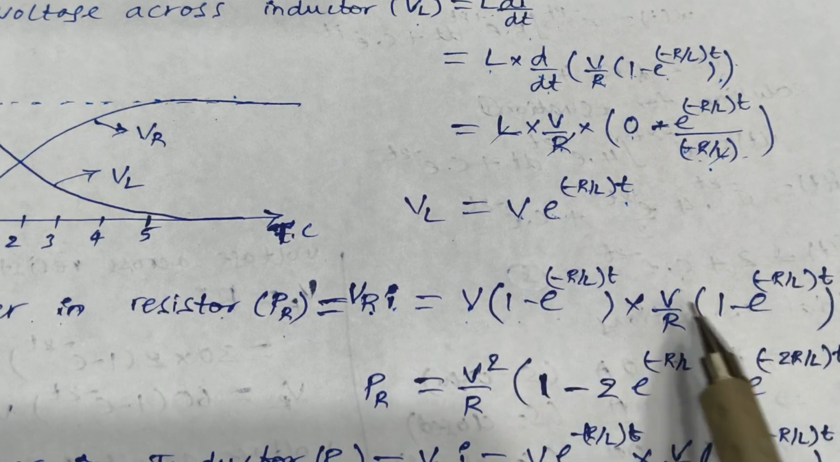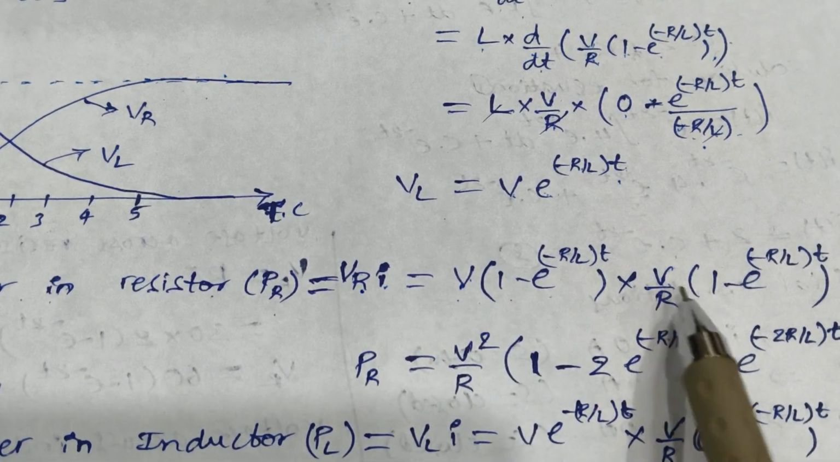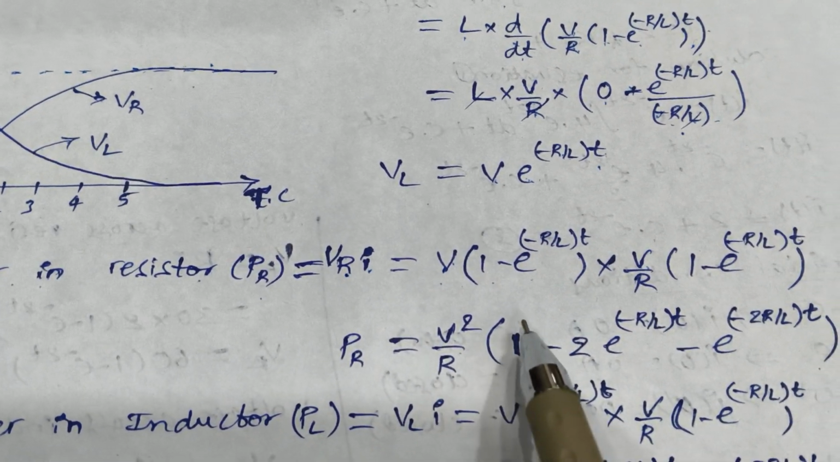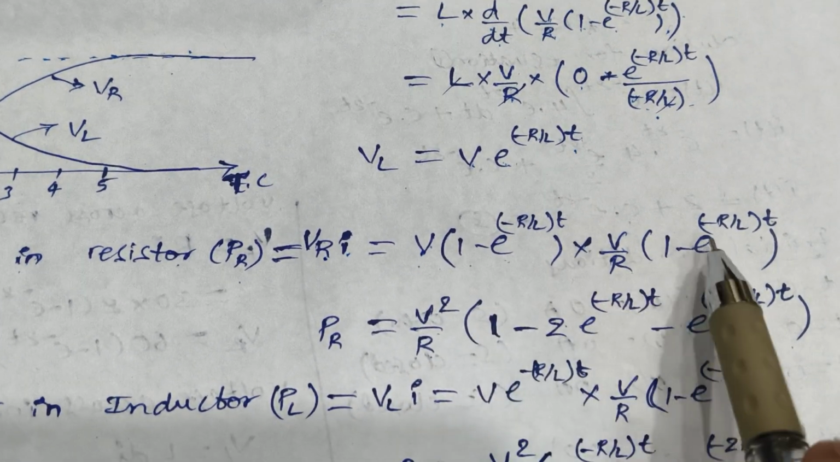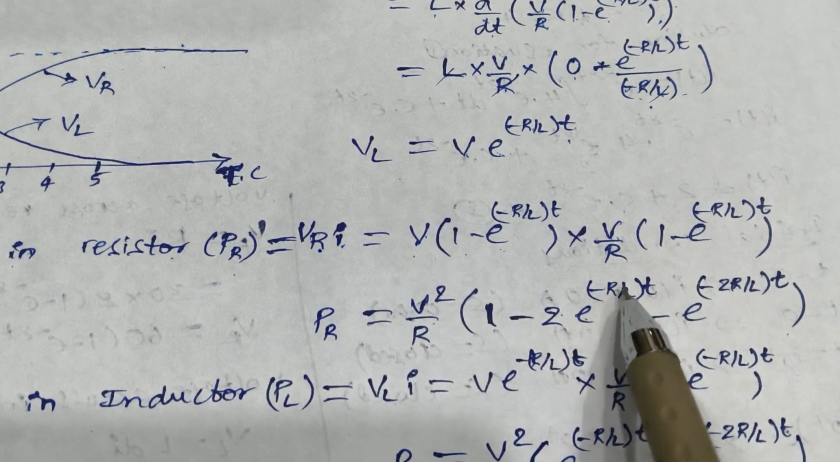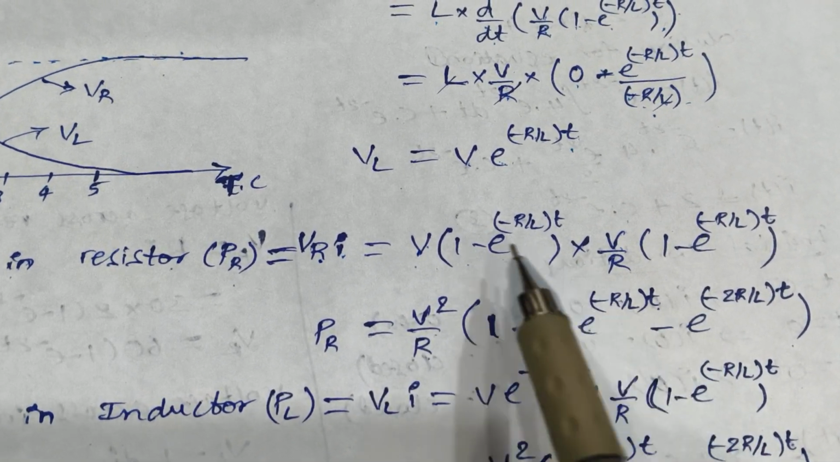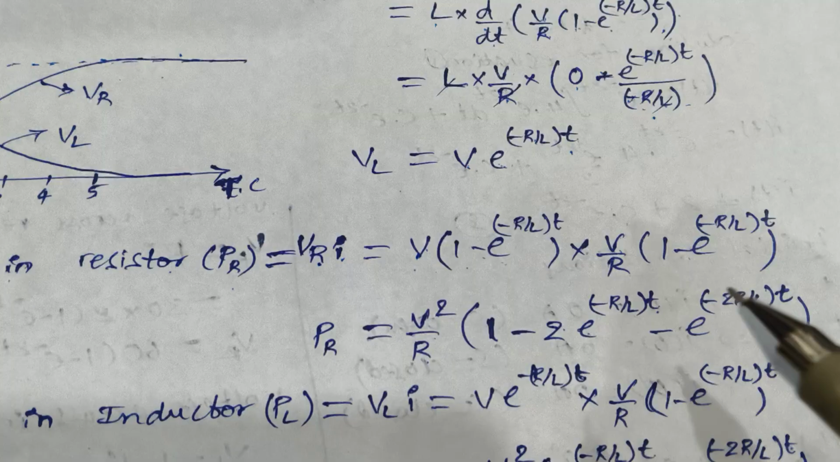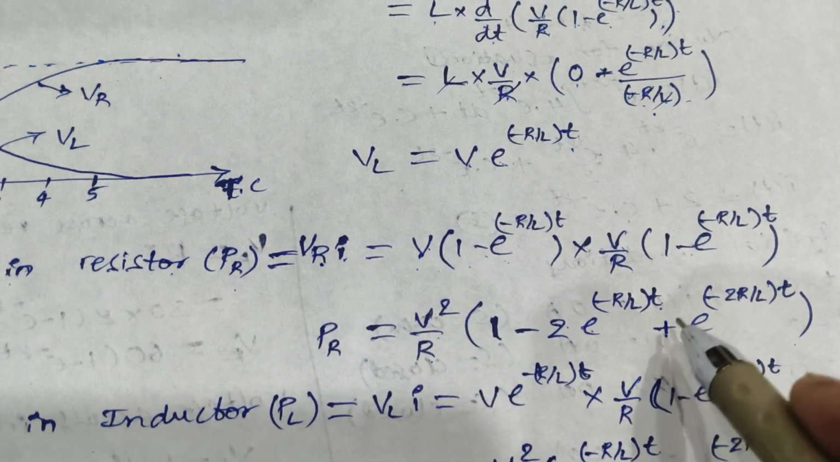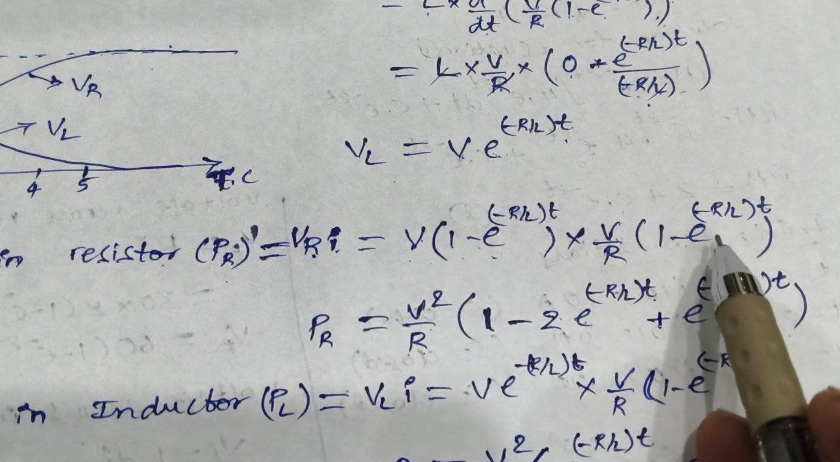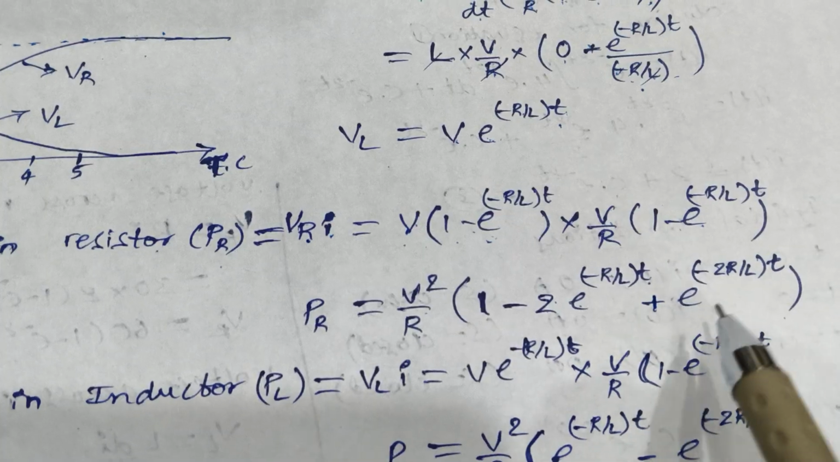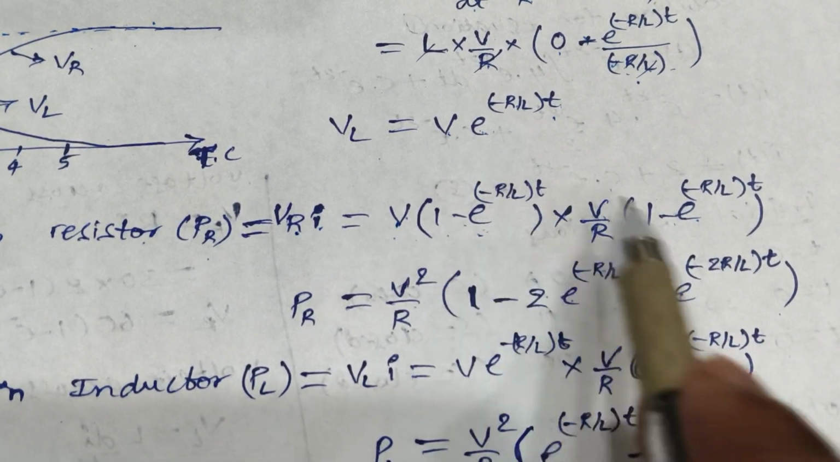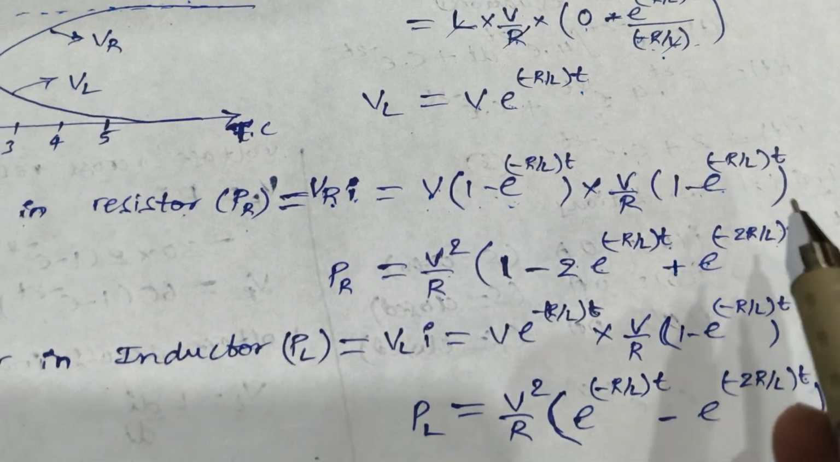By multiplying these two, we'll get V square by R into (1 minus 2 into e power minus R by L into t, minus into minus it will become plus, and both bases are same, powers will be added, e power minus 2R by L into t).